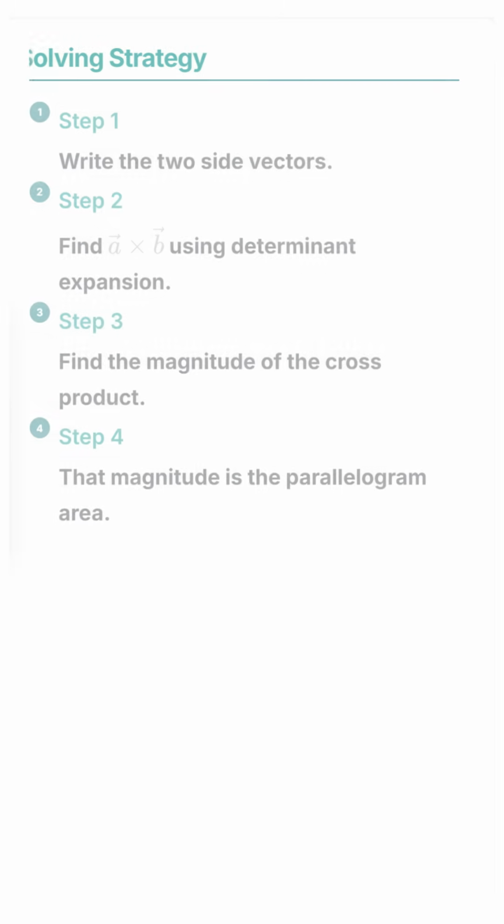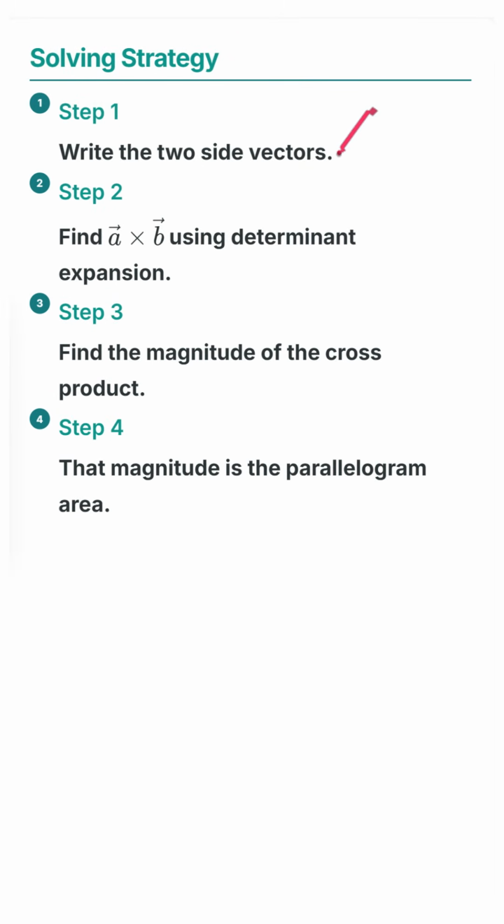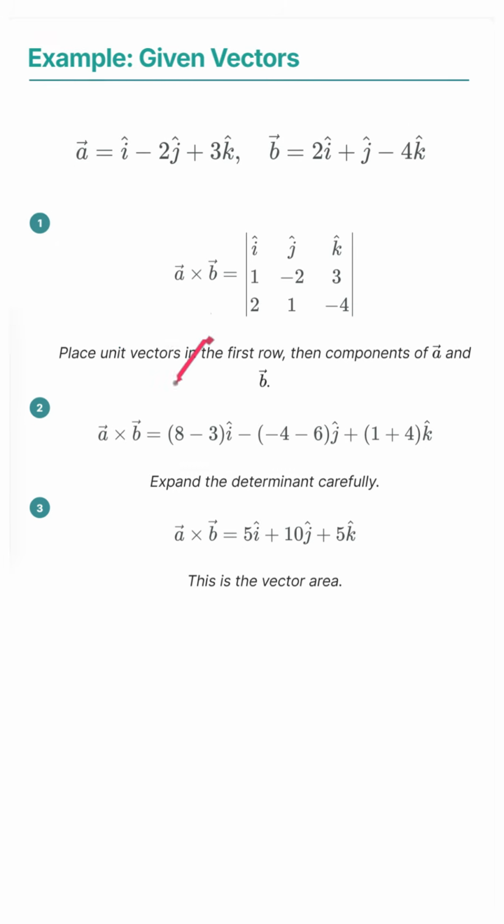The solving strategy is simple. First, write the two-side vectors clearly. Second, calculate vector A cross vector B using determinant expansion. Third, find the magnitude of the cross product. Finally, that magnitude is the area of the parallelogram. Let's work through an example.